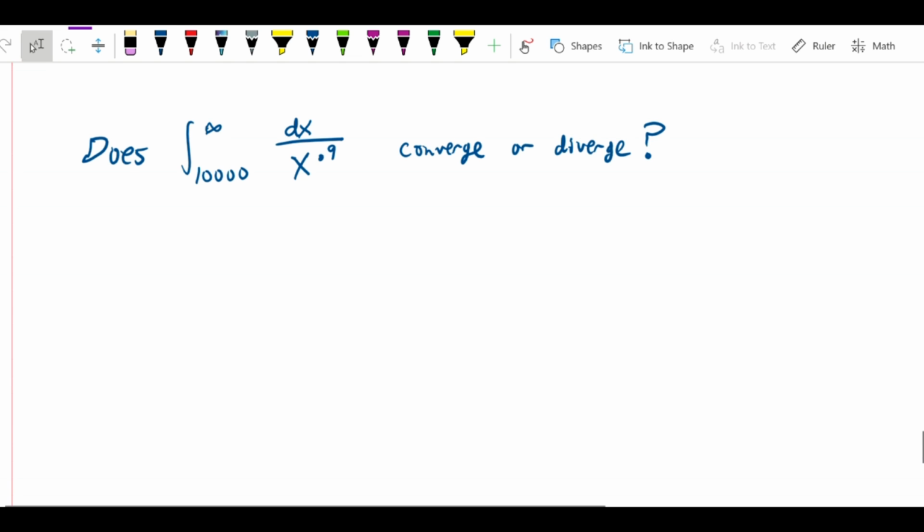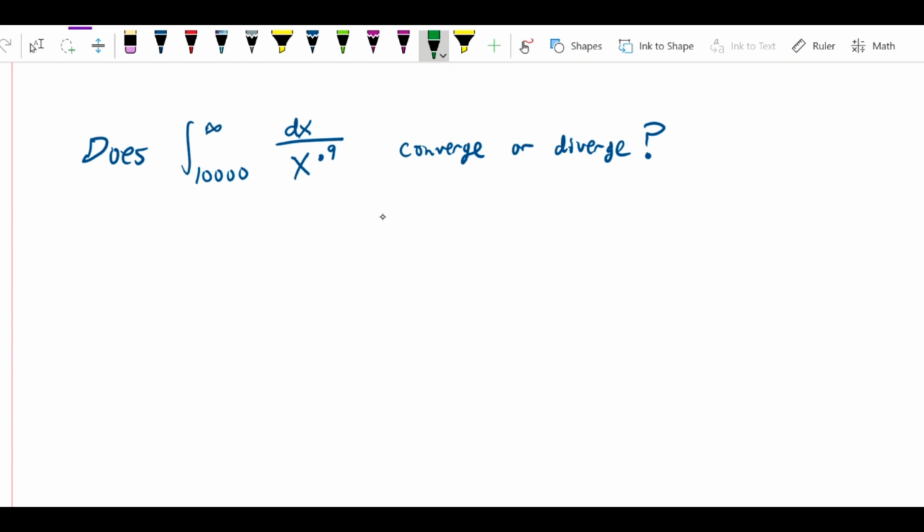So there's an additional point to make about p integrals, which we'll make through the following example. Ask, does the integral from 10,000 to infinity of 1 over x to the 0.9, and just to be clear, that's not x times 0.9, that's x raised to the 0.9 power, converge or diverge?